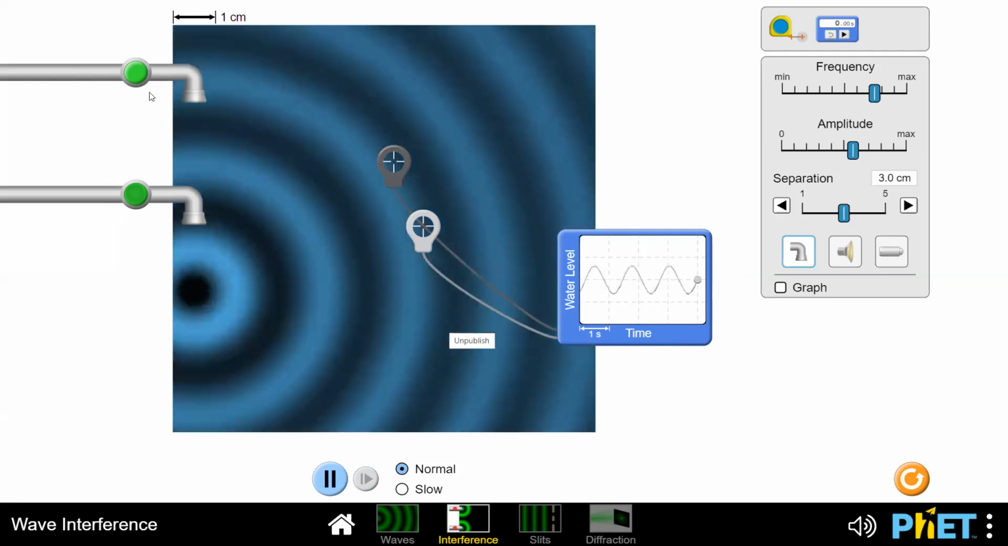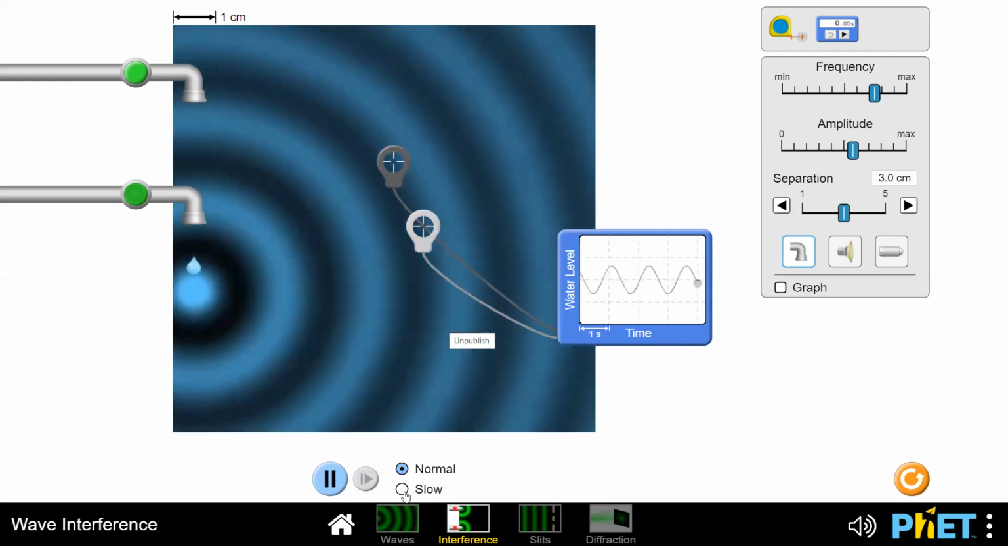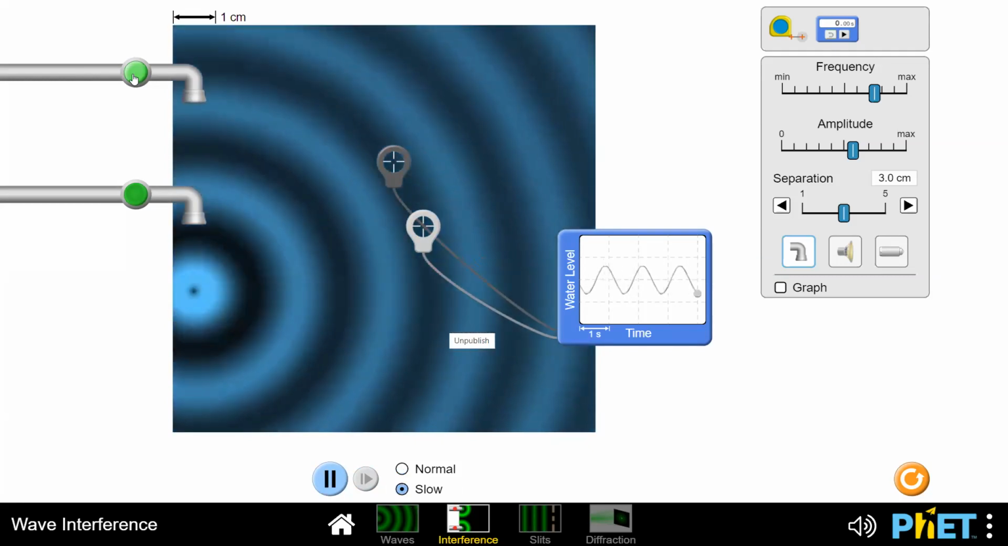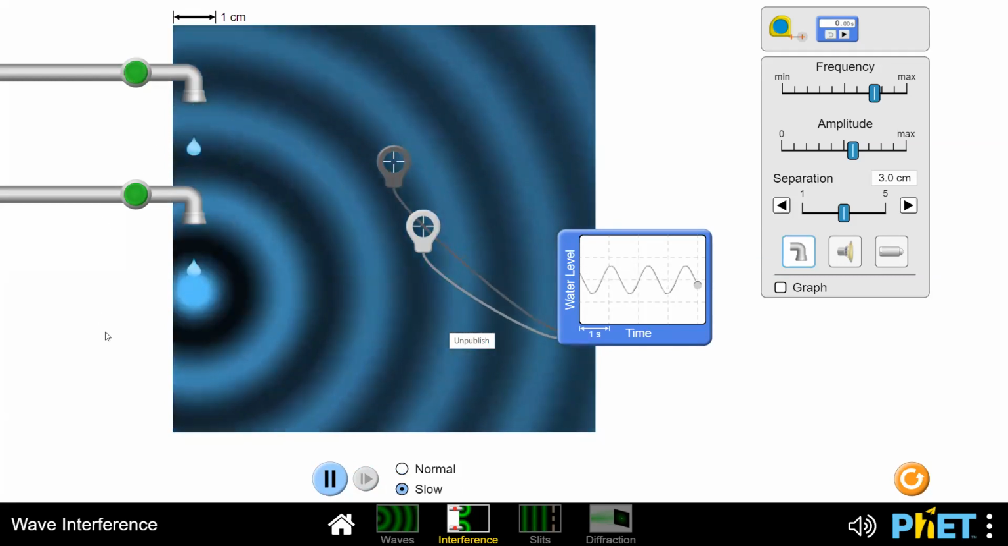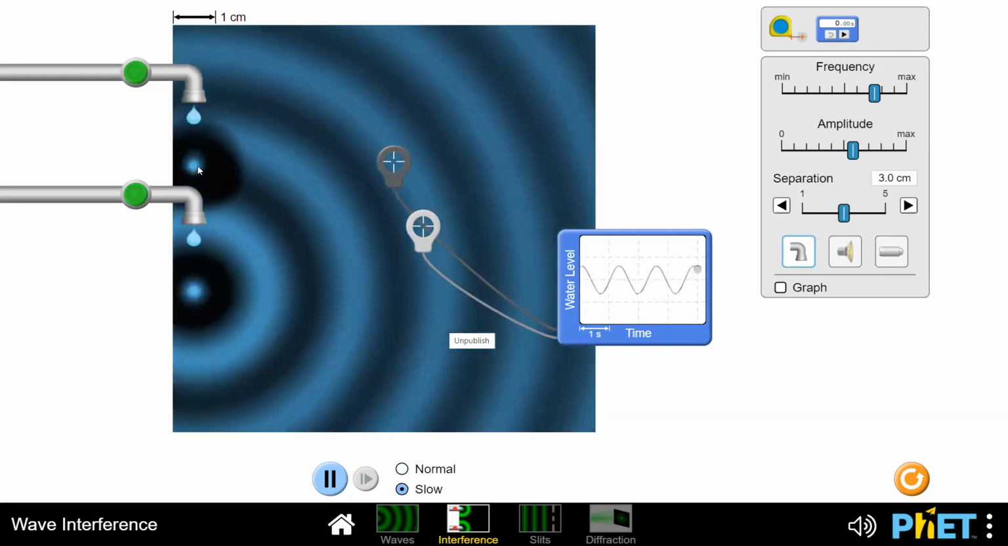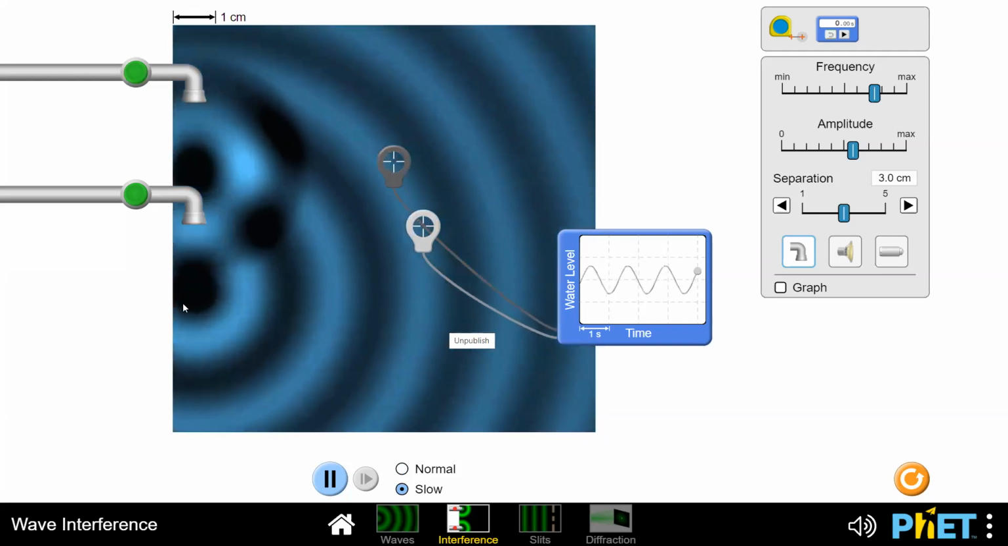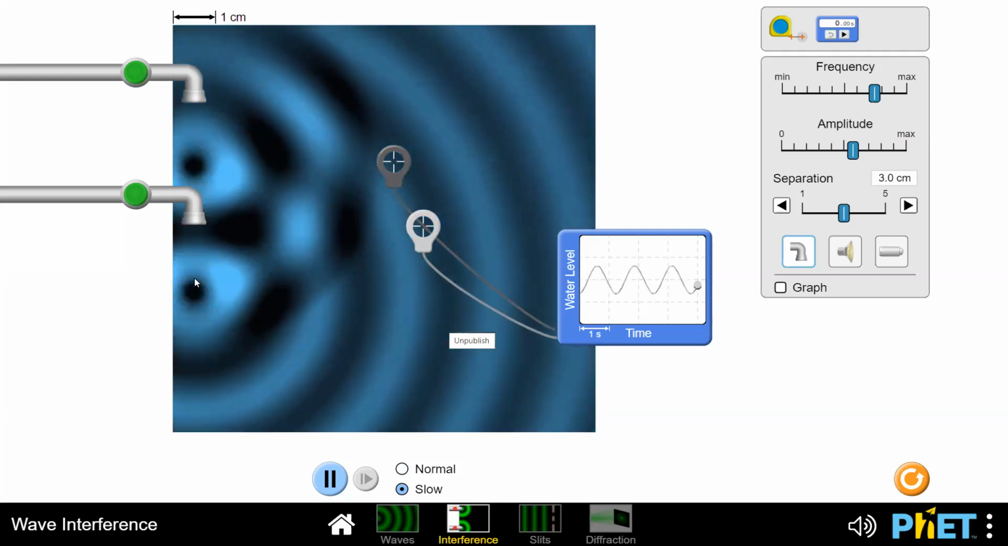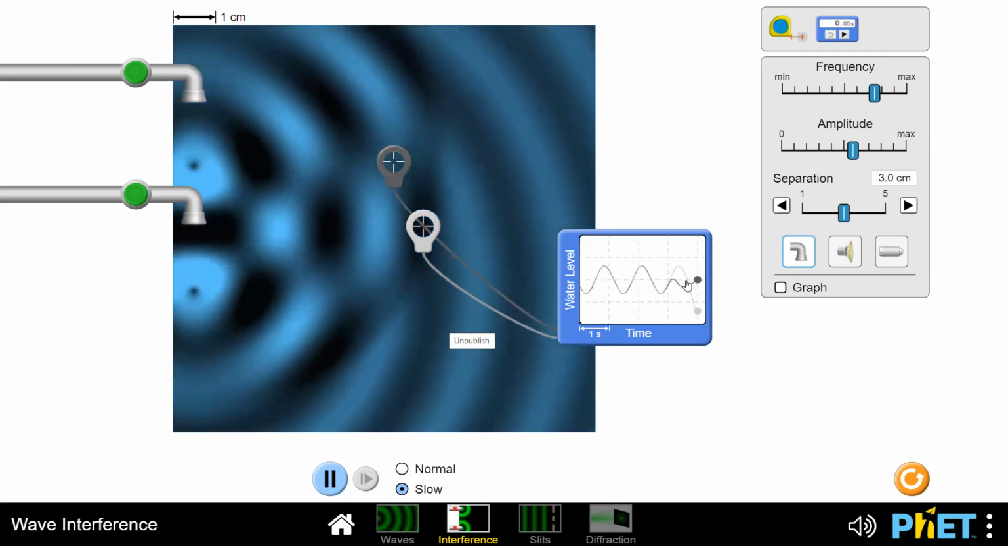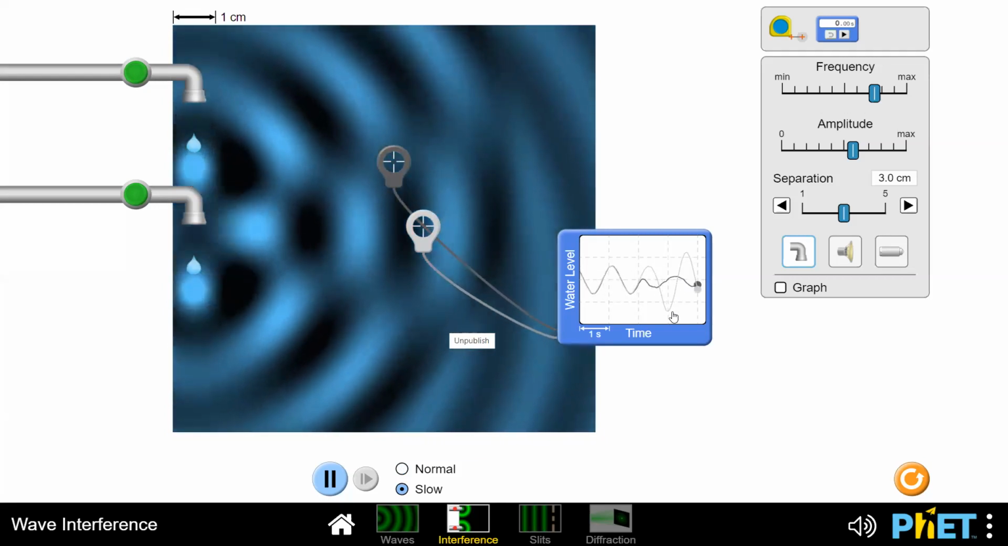And now I'm going to introduce the next one, but I want you to notice what's happening. I'll make it a little bit slower to see what's going to happen on the other one. You can see that the two sources are in phase. The two drops are hitting the water at exactly the same time. Notice what is starting to happen here.